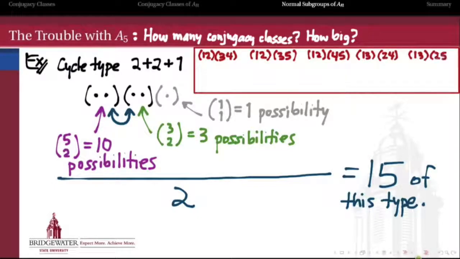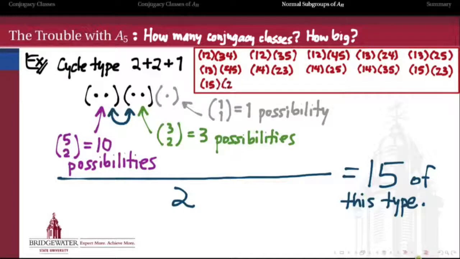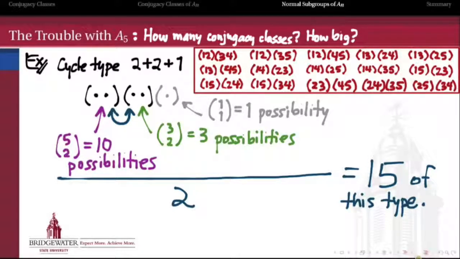So the first step toward understanding the conjugacy classes in A5 is to figure out what the cycle types are, and then for each of those cycle types, figure out how many elements there are of that cycle type. And that is a combinatorics argument, which is not too delicate. If you're familiar with binomial coefficients, then that should be enough to get you through.